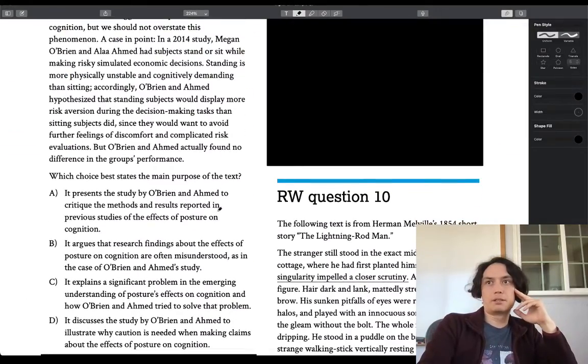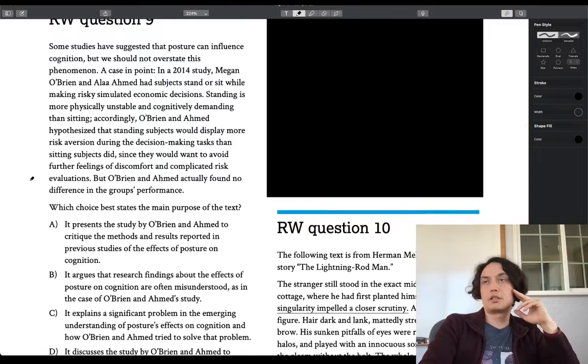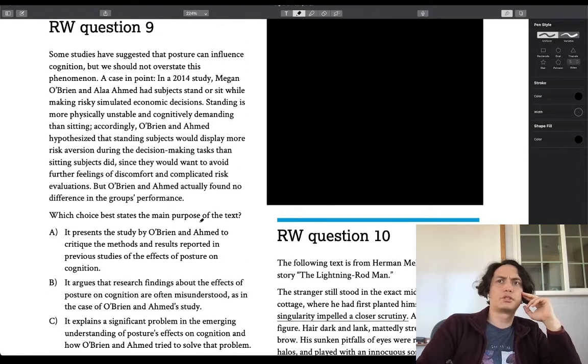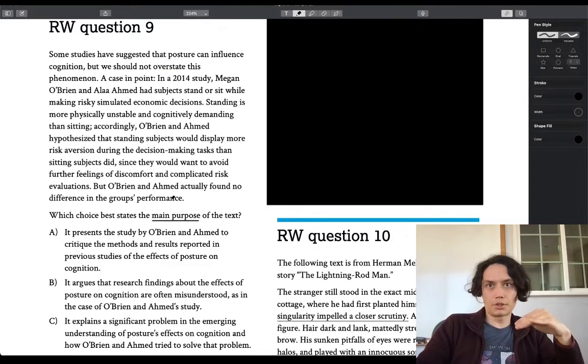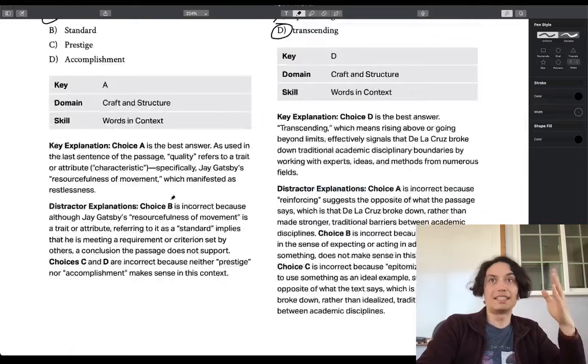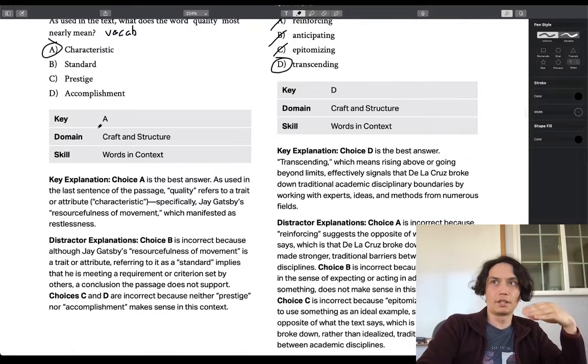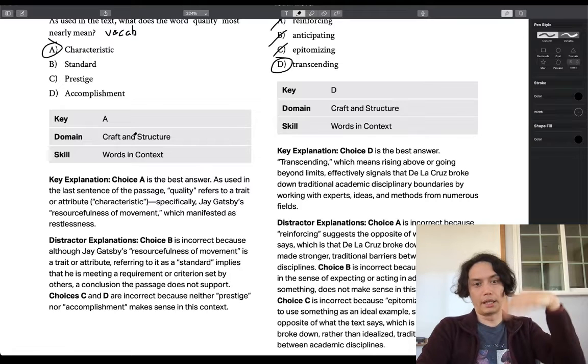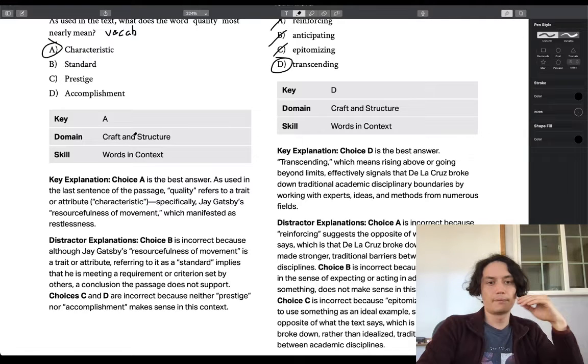Which choice best states the main purpose of the text? Hey, this is another main point question. One thing they said is that the questions on the actual test are going to be given easy to hard, and then organized also inside of each domain first. Right.